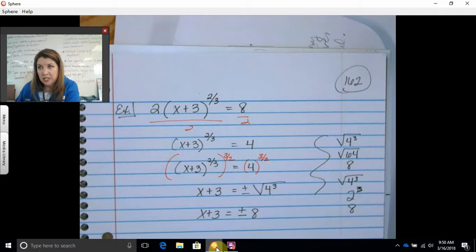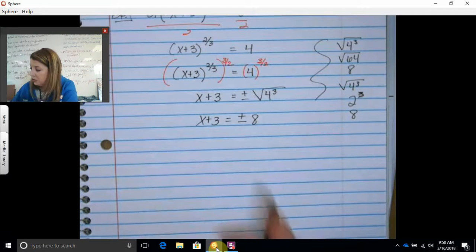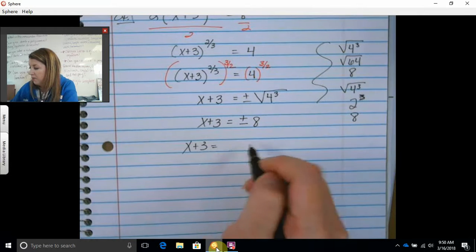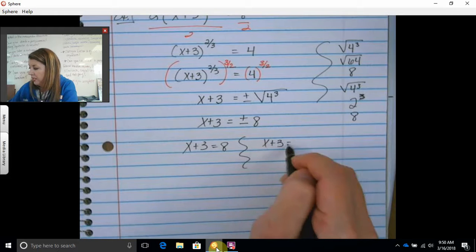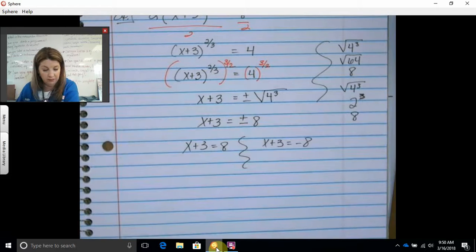So is my answer positive or negative 5? No, you do not subtract 3 at this point. You make two separate equations. One of them set equal to positive 8. The other one set equal to negative 8. And then solve them separately.